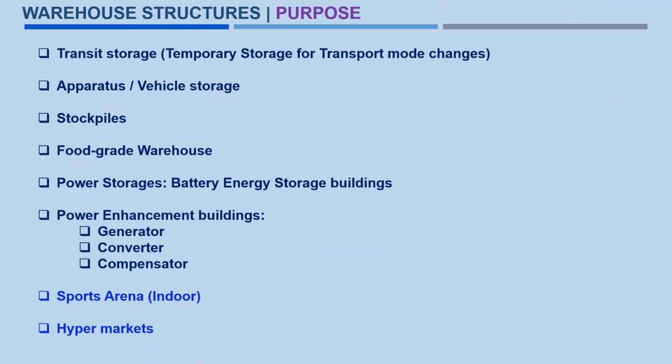So these are all the purposes we have seen: transit storage, apparatus vehicle storage, stockpiles, food grade warehouse, power storage and power enhancement buildings, sports arena, hypermarkets. There are also other purposes available. So these are the major purposes which we have seen.